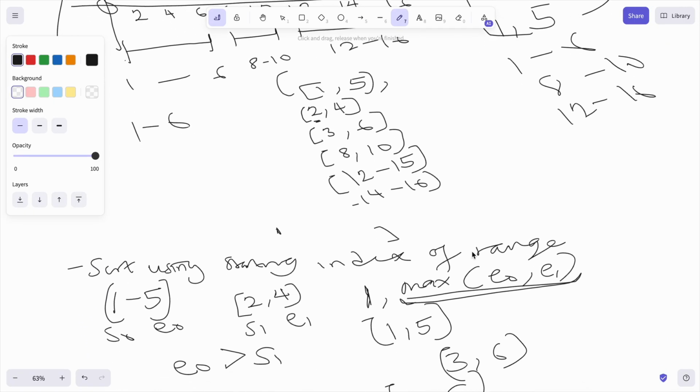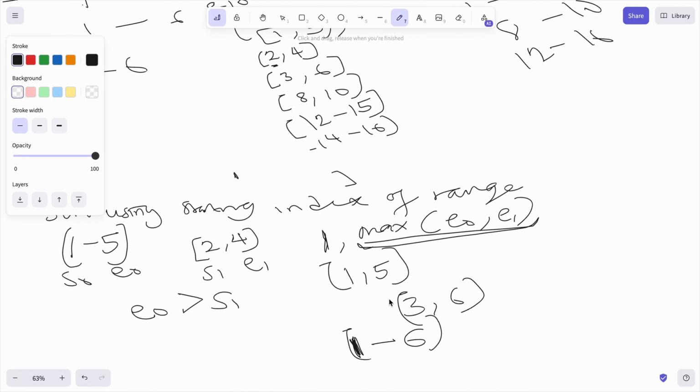Picking the 8, 10, we ask the same question: is the ending index of 6 greater than the starting index of 8? It is not. So that suggests that this is done immediately, because we had sorted all the elements based on the starting index, which means there is no range left in our inputs that has a starting index value less than 8.